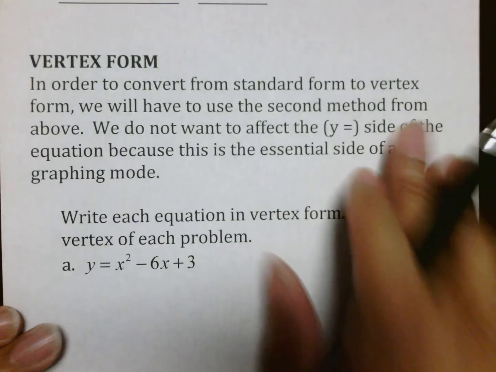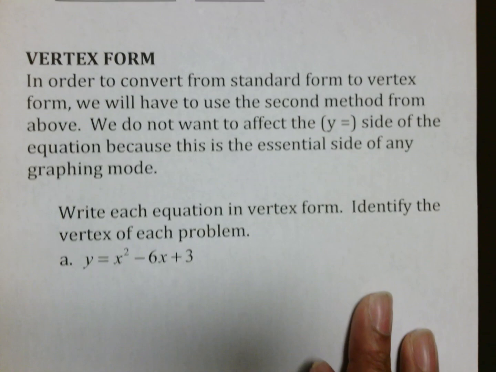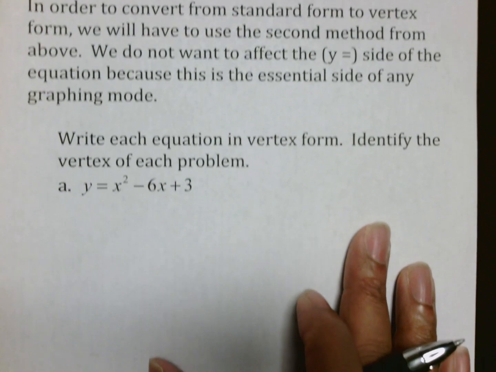So getting into what we're doing now, again, 4.7 is in order to convert standard form to vertex form, we will have to use the second method because, again, every vertex form, every standard form has a y equals side, and you cannot touch it. That is the main side of what you need for any kind of graphs for quadratics.